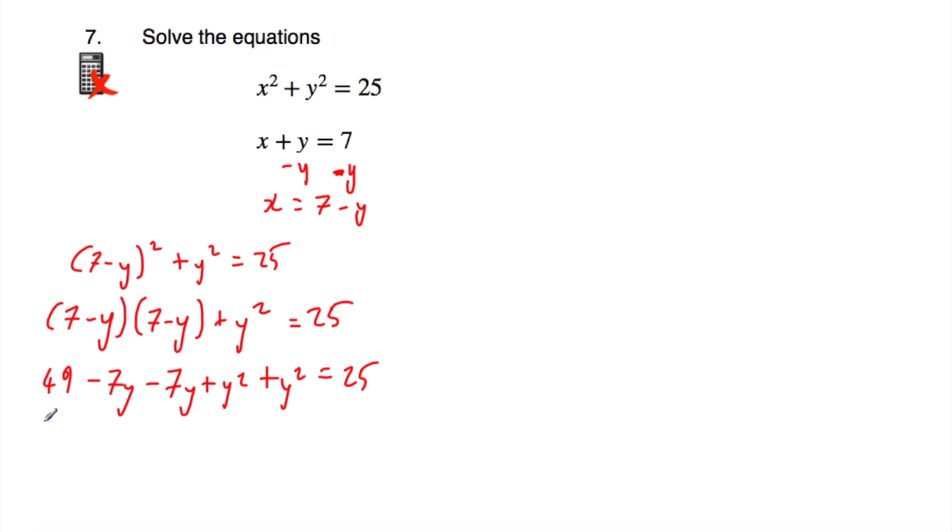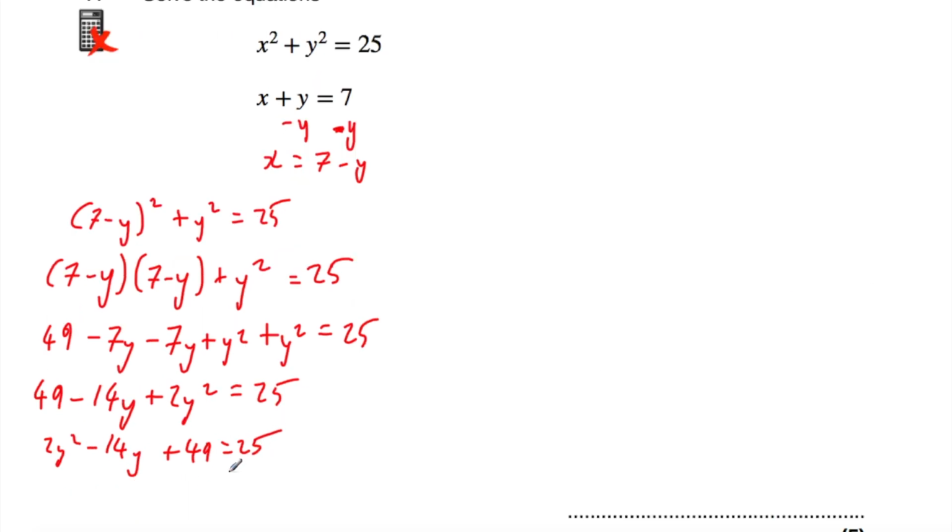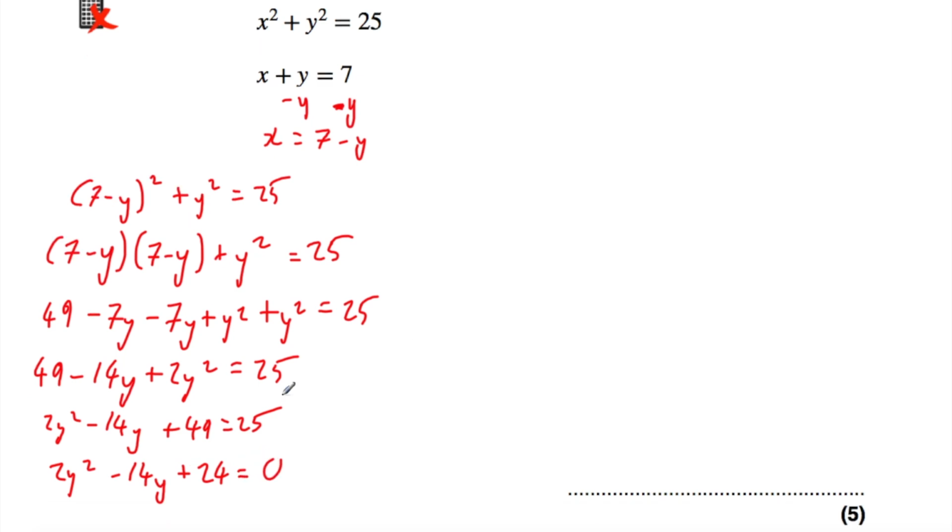Now let's simplify this. We're going to have 49 subtract, and we've got minus 7y and minus 7y, which is minus 14y. Then we've got plus y squared plus y squared, that's 2y squared, and that's equal to 25. Now we want to solve this, so let's rearrange it. We're going to have 2y squared minus 14y plus 49 equals 25. We want to make it equal 0, so let's take away 25 from both sides. We get 2y squared minus 14y plus 24 is equal to 0. Also, let's divide everything by 2 here. So we get y squared minus 7y plus 12 equals 0.